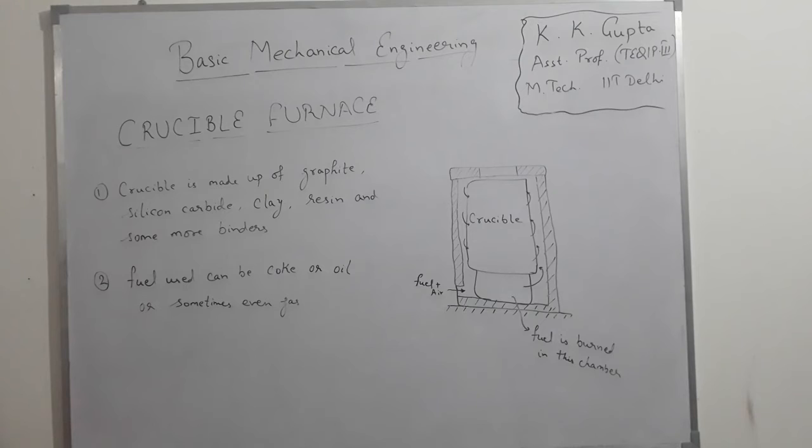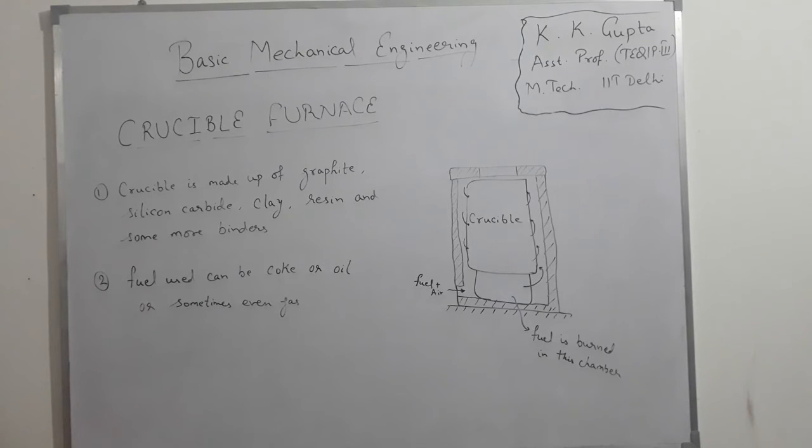Now let's understand crucible furnace. As shown in the figure, there are two chambers. In the lower chamber, fuel is burned and the upper chamber is called crucible, in which the metal that is to be melted is kept. Crucible is made up of graphite plus silicon carbide plus clay plus resin and some other binders. Fuel used can be coke or oil or sometimes even gas.